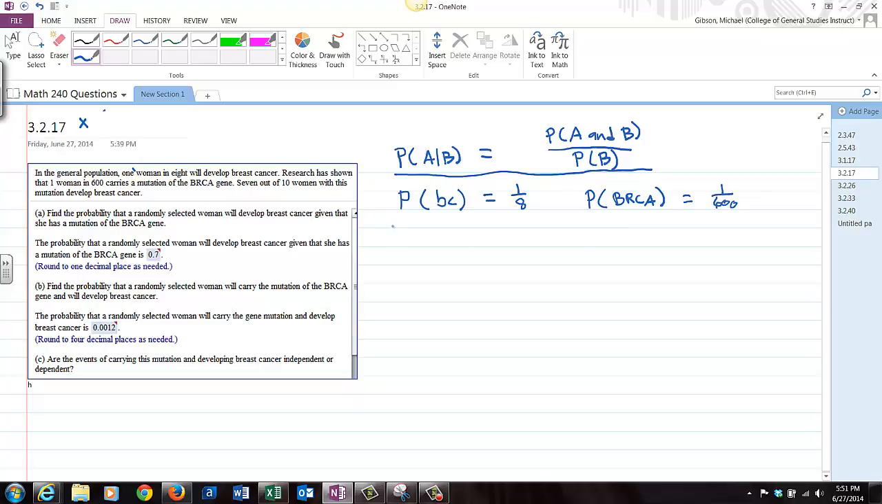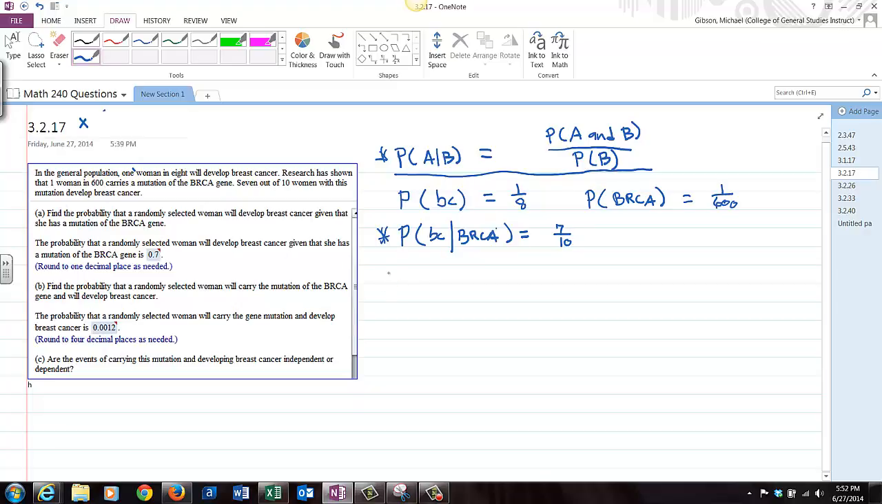Okay, the last part it tells us is 7 out of 10 women with this mutation develop breast cancer. So if you've got the mutation, then it's 7 out of 10 to get the breast cancer, right? So that means the probability of breast cancer, given that you have this BRCA gene, is 7 out of 10. Now notice this looks like breast cancer given BRCA, A given B. Alright, so let's just move ahead and see what the questions are.